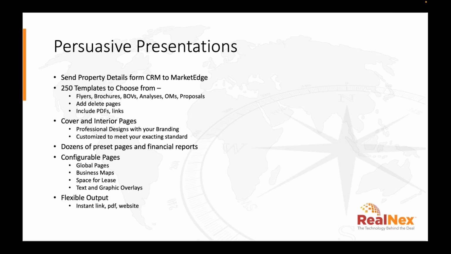There are business maps, which you can tailor to specific markets and show points of interest and really highlight your property and your offering. We'll show how you get spaces for lease to show up on leasing flyers, and how you can customize many of the pages with text and graphic overlays. And then of course, we'll show you how to output all of that into a dynamic link or a PDF, or even create your own website for your property availability.